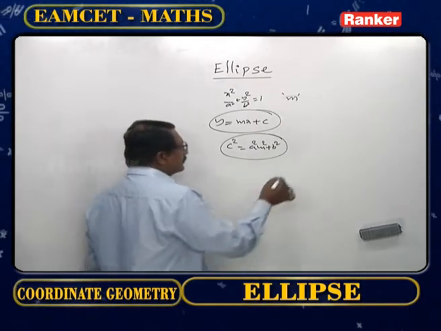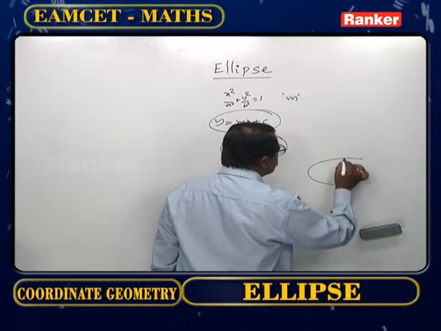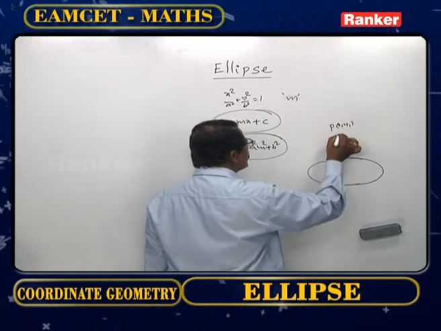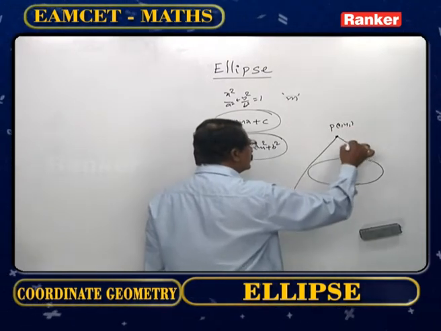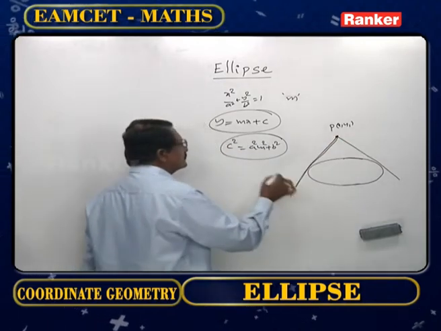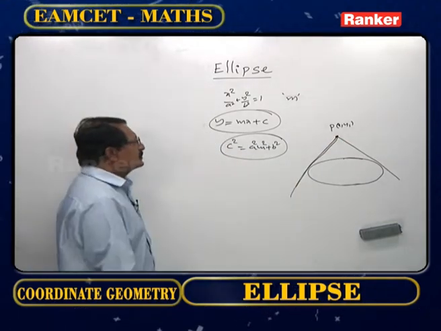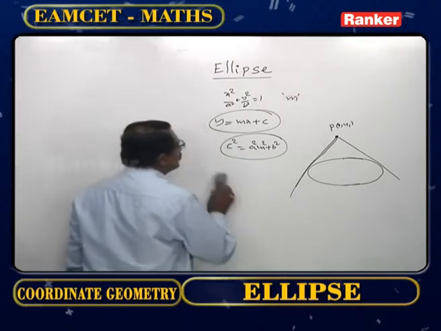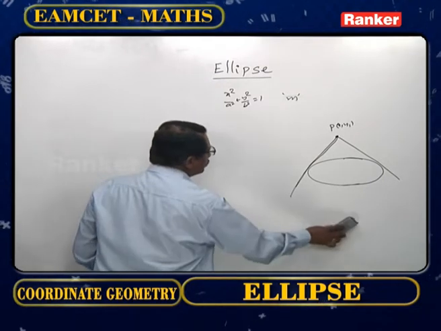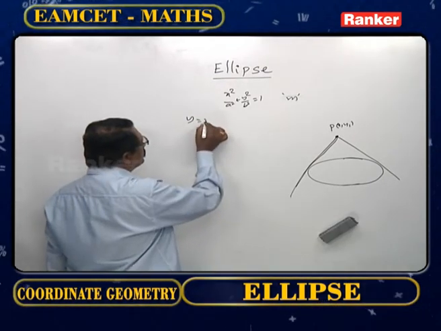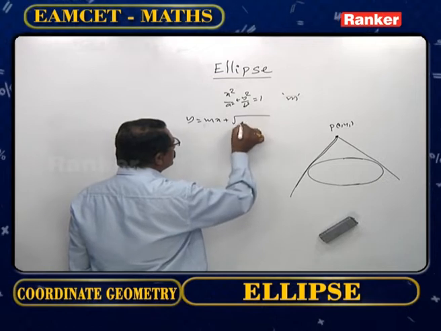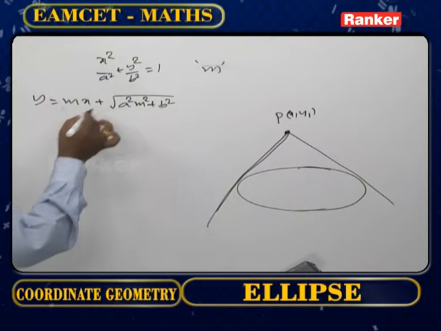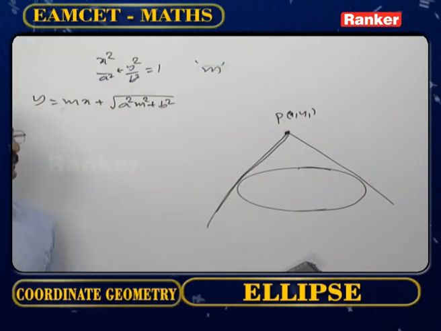Next, suppose the point P(x1, y1) lies outside of the ellipse. From an external point, two tangents can be drawn to the ellipse. If the slope of the tangent is m, then the equation of the tangent in the slope form is y equals mx plus square root of a square m square plus b square.